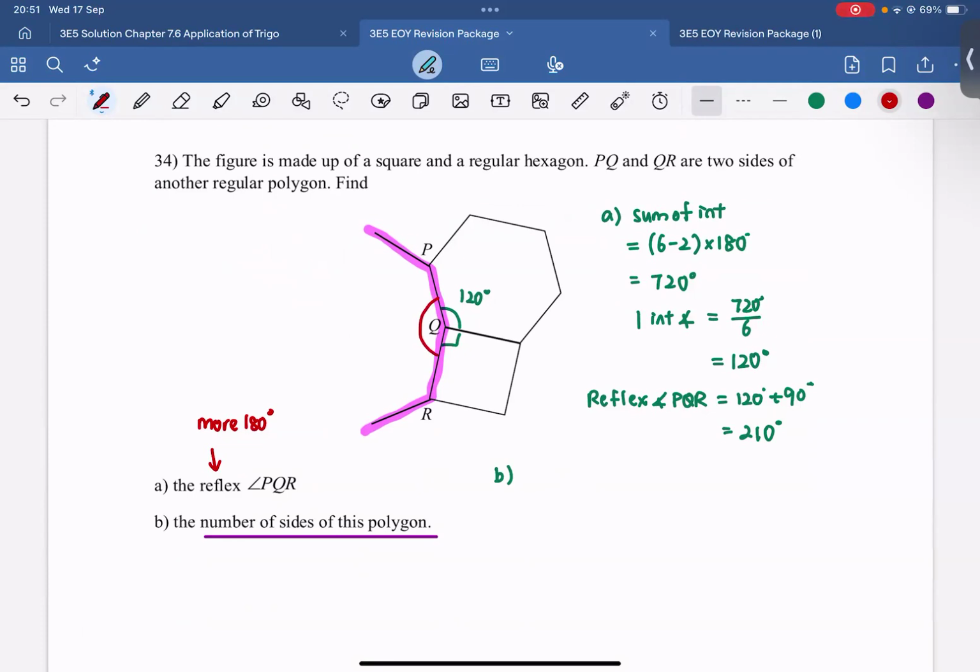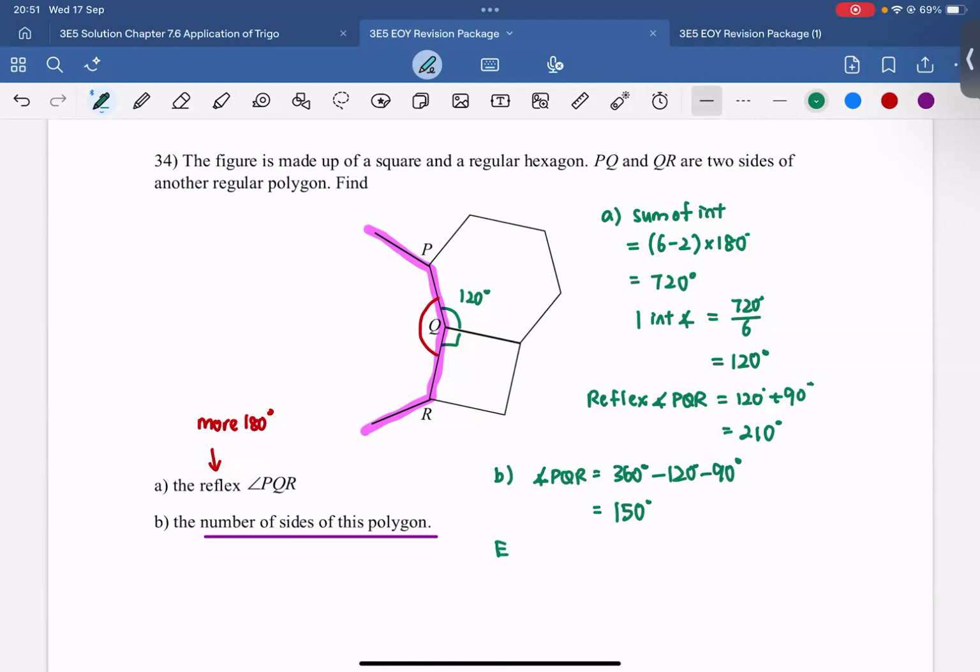So how do we find this angle? Angle PQR equals 360 minus 120 minus 90. This will give me 150 degrees. So this is the interior angle of the pink polygon.